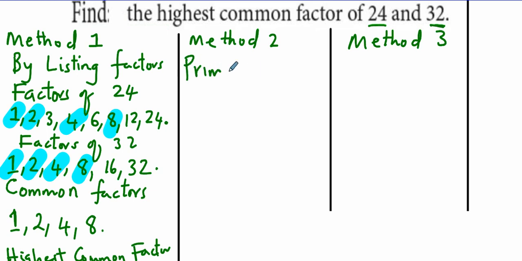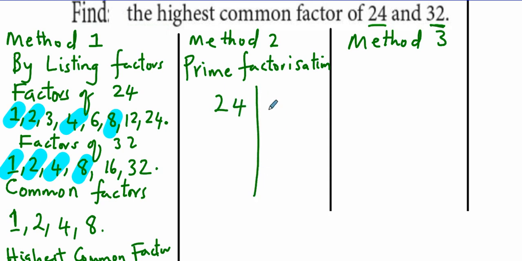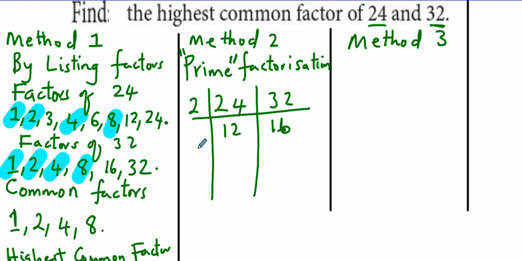How do we use prime factorization to work out the highest common factor? I already introduced to you how to do prime factorization, so here we do it quickly. We have 24, we have 32. Prime factorization starts with the smallest possible prime number, that is 2. 24 divided by 2 is 12. 32 divided by 2 is 16. And then you still go for 2. 12 divided by 2 is 6. 16 divided by 2 is 8.